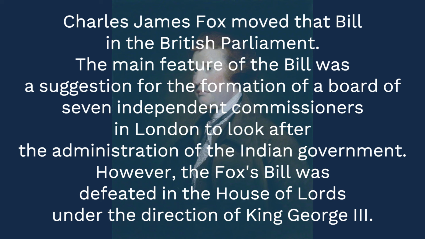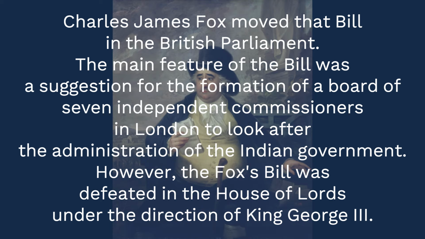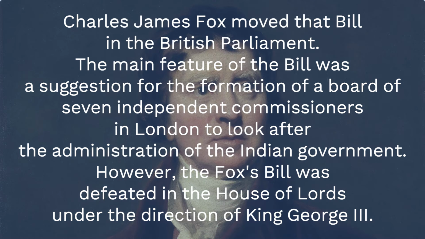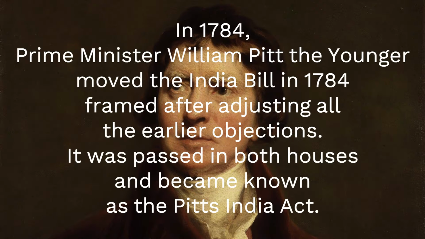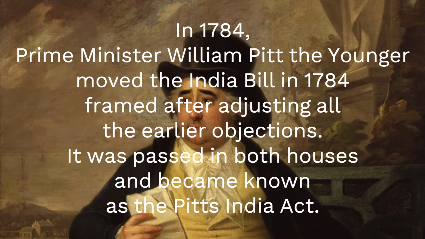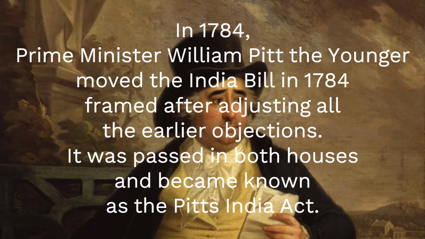The main feature of the bill was a suggestion for the formation of a board of 7 independent commissioners in London to look after the administration of the Indian government. However, Fox's bill was defeated in the House of Lords under the direction of King George III. In 1784, Prime Minister William Pitt the Younger moved the India Bill in 1784, framed after adjusting all the earlier objections. It was passed in both houses and became known as the Pitt's India Act.